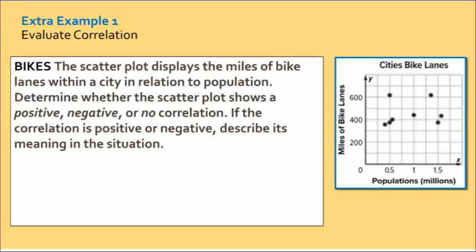Now, if you look at the graph carefully, you can see that there really isn't any pattern to it. You have a cluster here, you have a smaller cluster here, and then you got random ones over here. We would say that there is no correlation with this one.